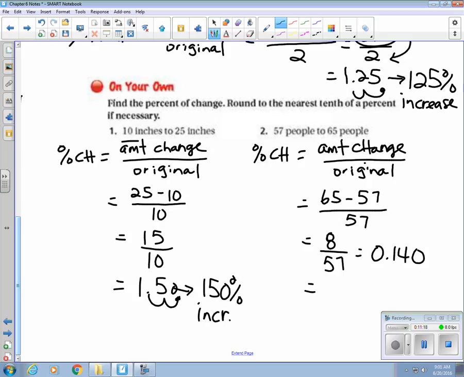And to change this to a percent, move my decimal place 2 decimal places to the right, and it looks like it would be 14.0, which will just be 14%. All right, we don't need the 0 there because it doesn't add any value to the number. So there you go. So these were both increases. All right, they both started at a number and went up. So those would be percent changes that are increases.